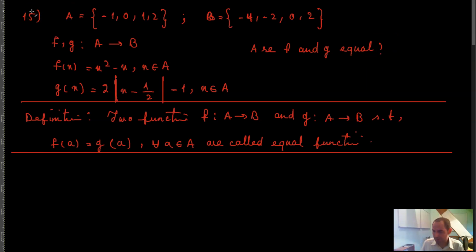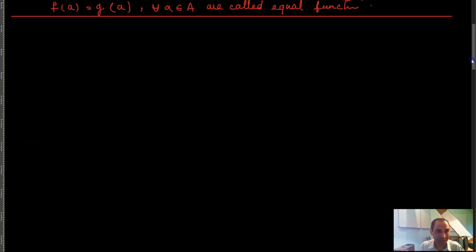Okay, so question number 16. We are slowly getting to the end of these questions. It's taking a lifetime, really. So question number 16 is basically, let A be some set, for example, A contains 1, 2, and 3.